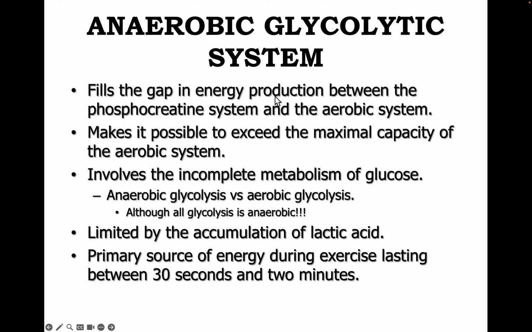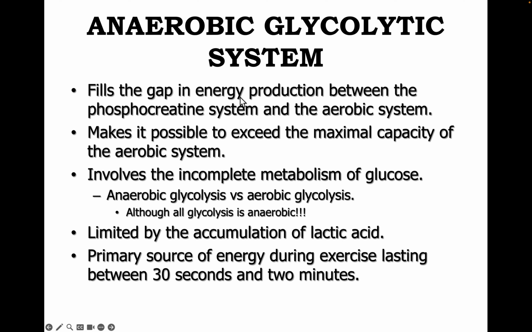Our anaerobic glycolytic system is limited by the accumulation of lactic acid. So too much lactic acid will slow down anaerobic glycolysis, which means our heart and liver use the lactic acid for energy and also to get rid of that excess lactic acid.